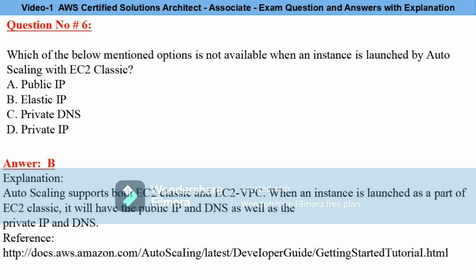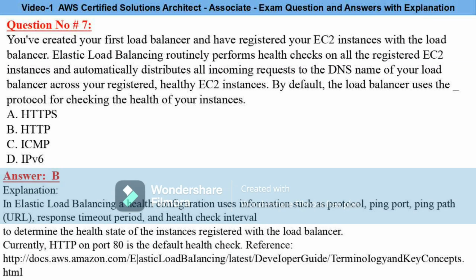For the sixth question, which of the following options is not available when an instance is launched by Auto Scaling with EC2 Classic? The answer is B, Elastic IP. Auto Scaling supports both EC2 Classic and EC2 VPC. When launched as part of EC2 Classic, it gets a public IP or DNS as well. So let's move to question 7.